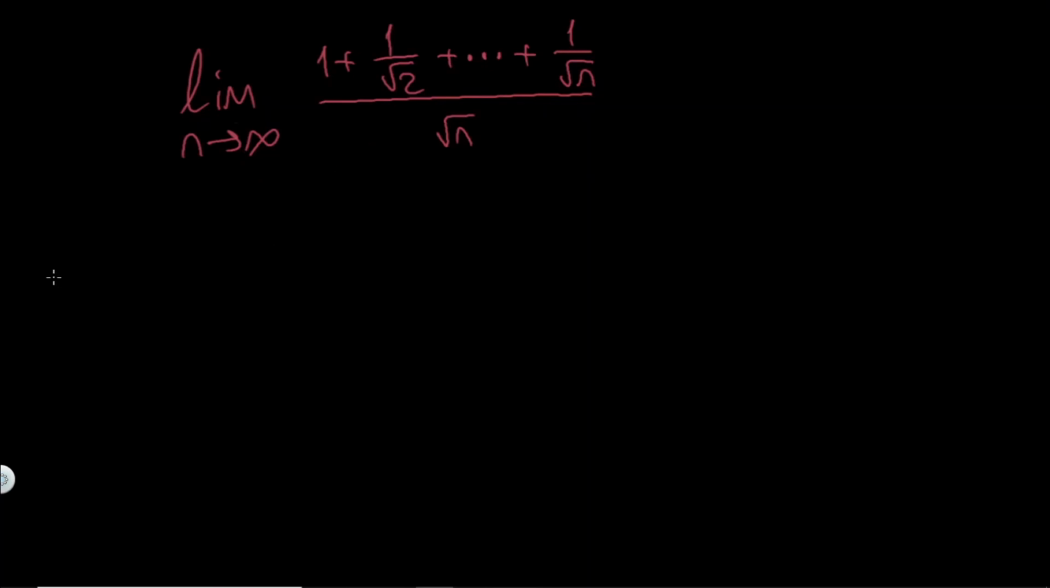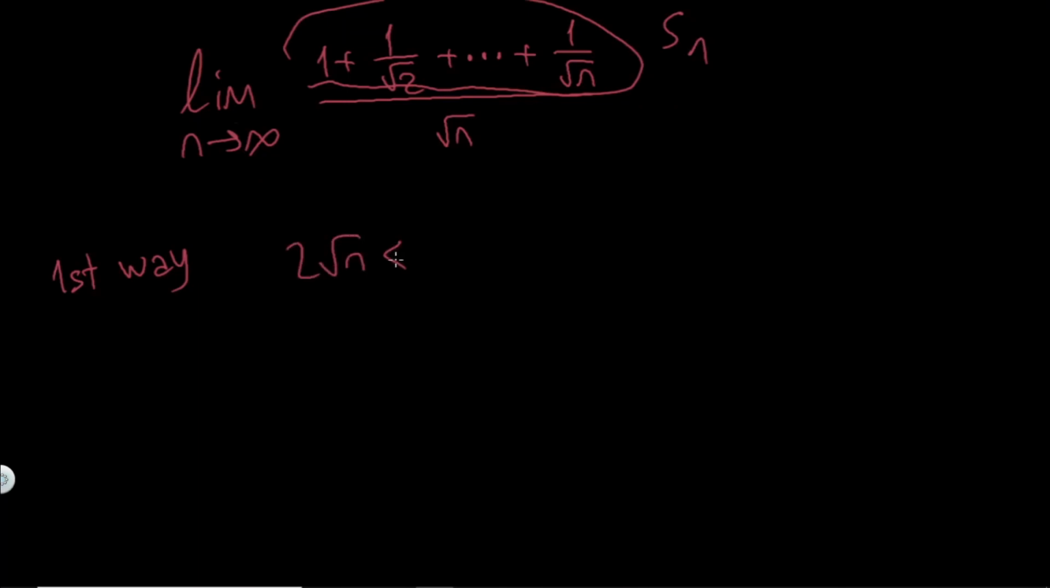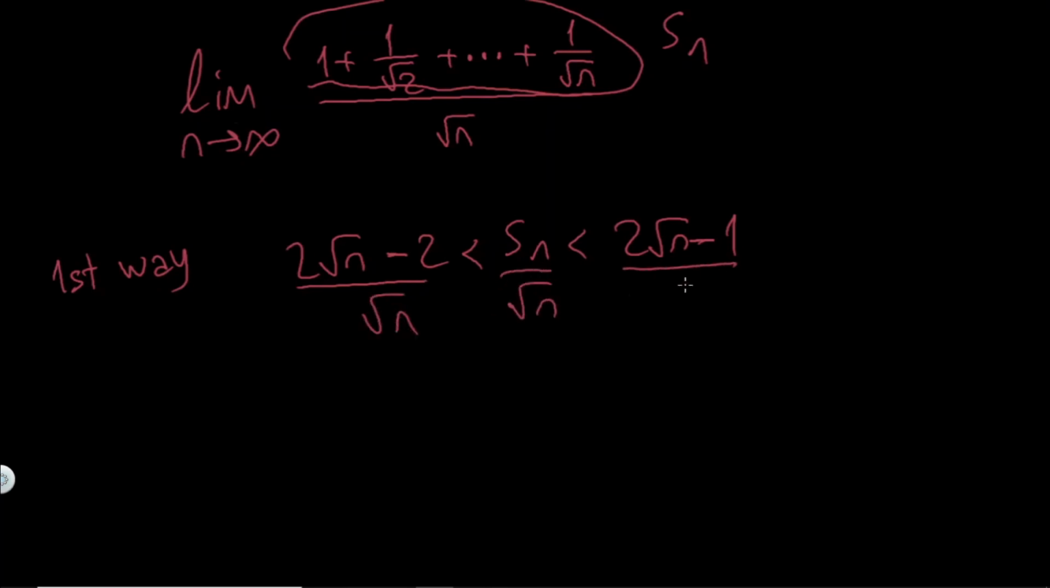And so the first way is the boring one, okay? They could tell us that, for example, if we name this top part Sn, 2 square root of n minus 2 is less than Sn, which is less than 2 square root of n minus 1. They could either just give it to you, or they could ask you to show this is true, and then you could just divide all sides by square root of n, and you would say, okay, this limit is going to be equal to 2.